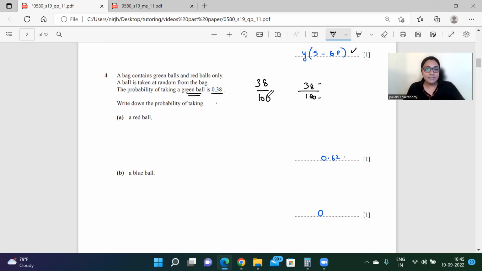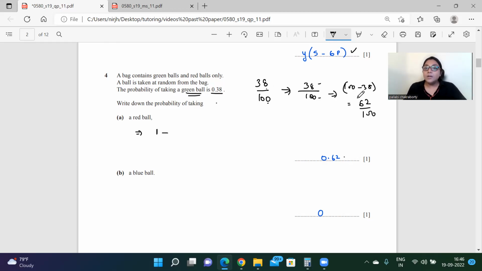Now tell me, if this is the case and the bag has only green and red balls, then how many red balls does the bag have? Obviously 100 minus 38, right? 100 minus 38 is how much? 62 out of 100, right? So that will be the answer for the red balls. Now how do we write that? So the probability of a red ball will be how much? 1 minus, so you can convert it into a fraction and do it like this. This is one of the ways to do it.